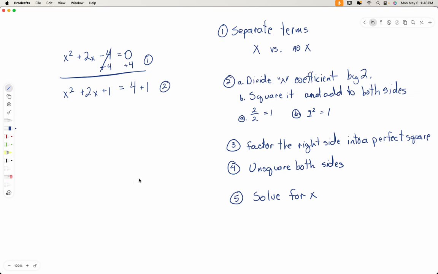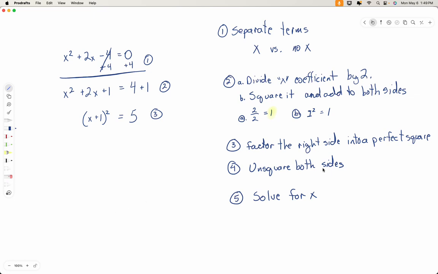Now step 3, I'm going to factor the right side into a perfect square. And when I do that, I'm going to go ahead and add this together just to simplify as I go. So I already know that this is my factor here. I don't even have to think about it. So it's x plus 1 squared is equal to 5. All right, that's step 3.